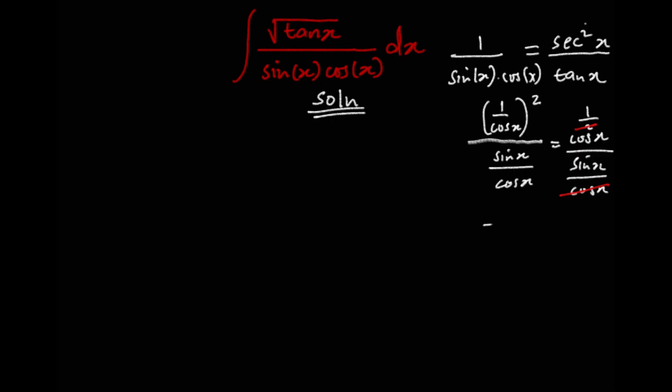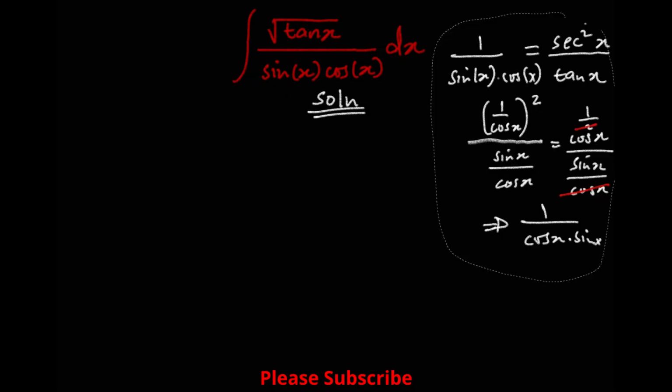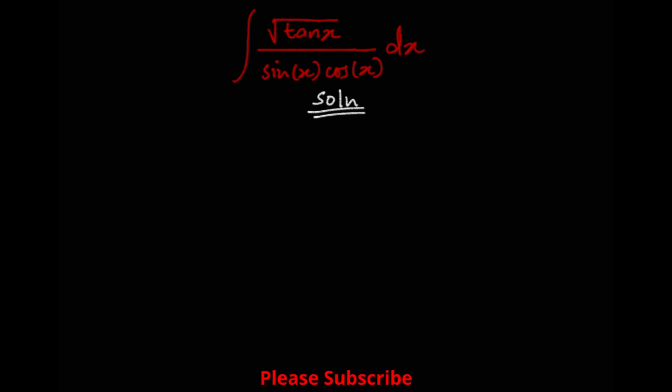So we have only 1 cosine x over there. Then by rewriting this, because we have 1 over cosine x divided by sine x, that is the same as 1 over cosine x multiplied by sine x. Or you can say 1 over sine x multiplied by cosine x, because multiplication is commutative, so it doesn't matter. So I just wanted to show this. I think this is clear. Now you agree that 1 over sine x multiplied by cosine x is equal to secant square x all over tangent x. Okay, let's clear this and then continue with our question.